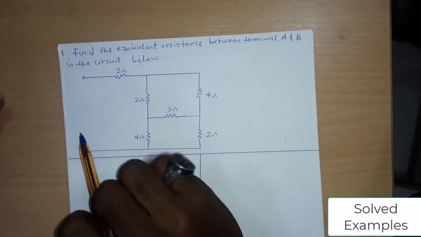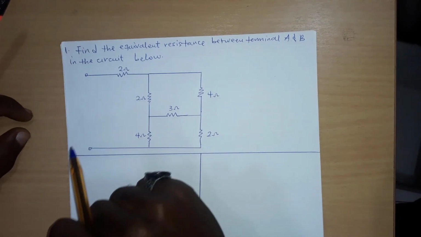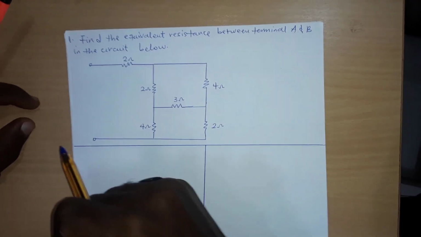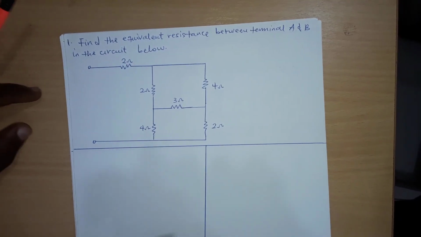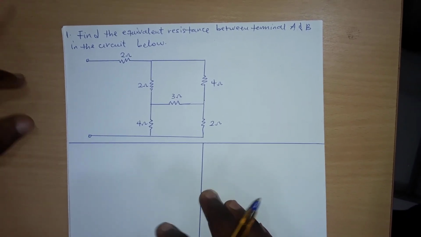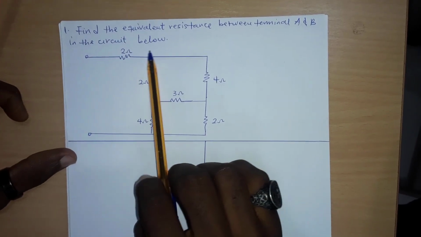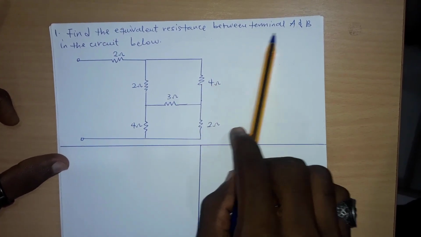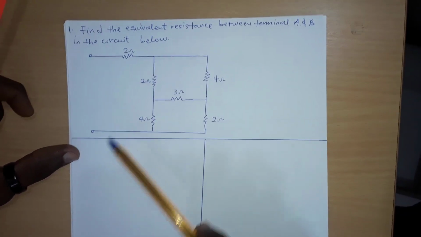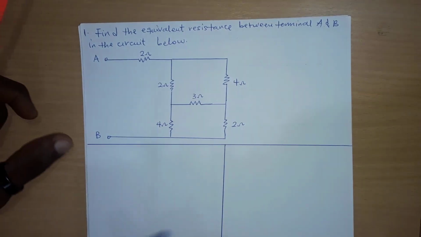So now that we understand star to delta transformation, we will solve some examples and use this tool to see how effective it is. Right, so in this example, it says we should find the effective resistance between the terminals A and B in the circuit below. So let's say here is A and here is B.